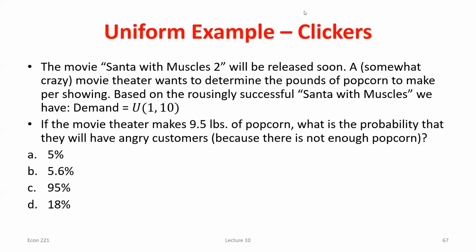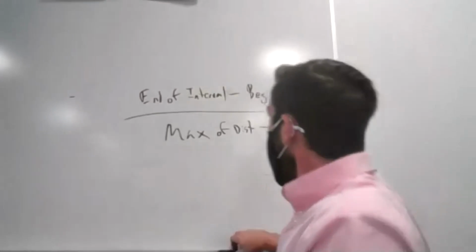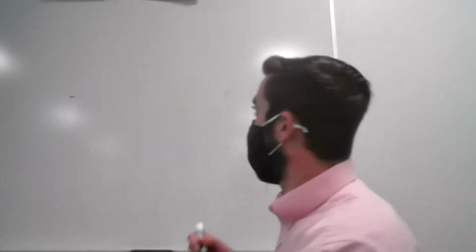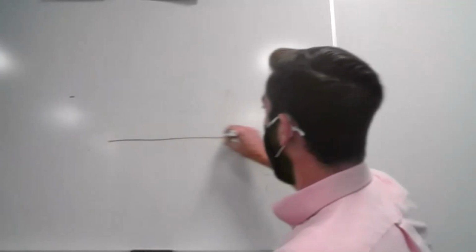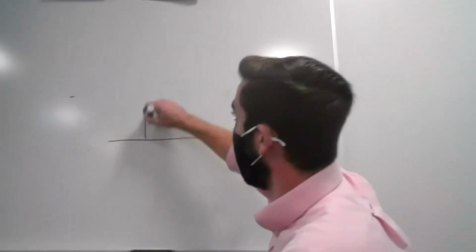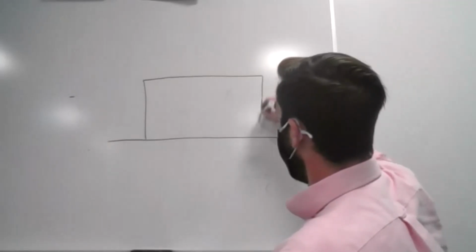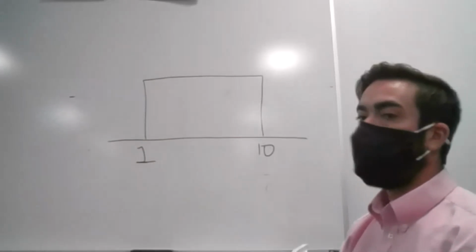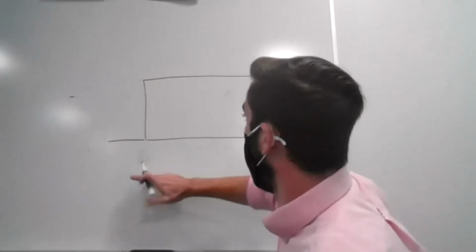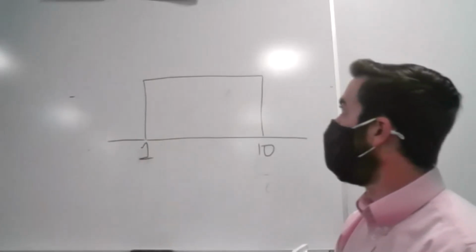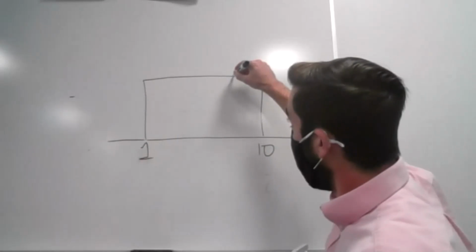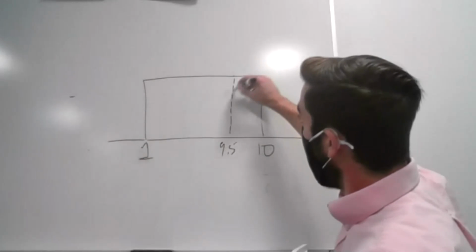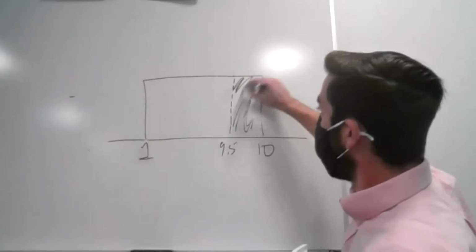So what we can be thinking about here is, I'll just draw this out. Okay? So I've got, and I usually won't draw a y-axis here just for simplicity. But here I know my maximum's 10, my minimum's 1. Hold on. There we go. Okay? I want the probability that I see demand be greater than 9.5.